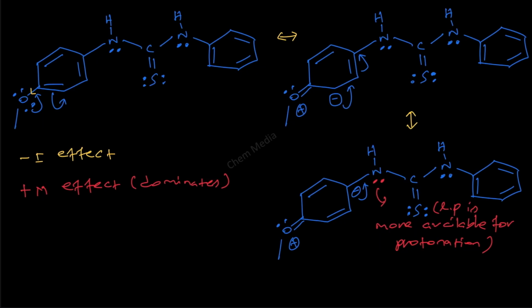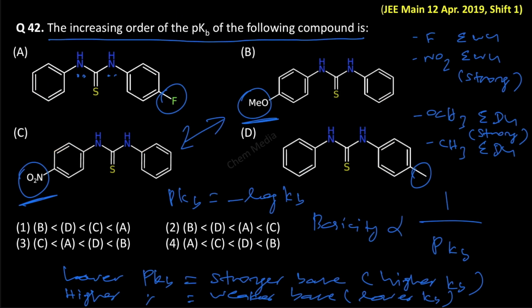So therefore, obviously this is a stronger base, which means B should come first. If B should come first, then 3 is wrong, 4 is also wrong. Next to B, it is mentioned as D. So when we have a methyl group, we would have a positive inductive effect, isn't it? And also the methyl group can participate in hyperconjugation. So therefore, D is next.